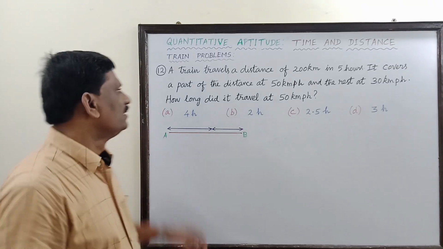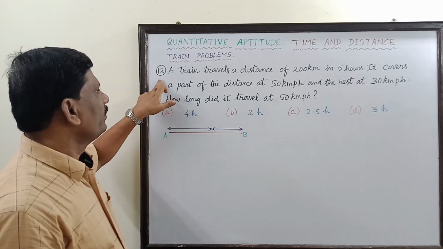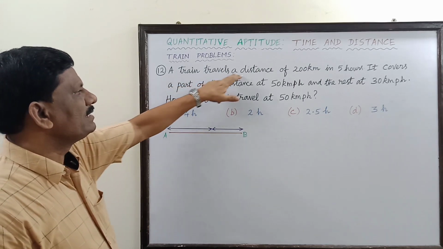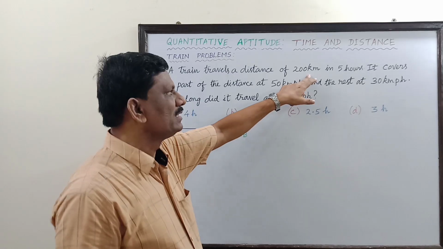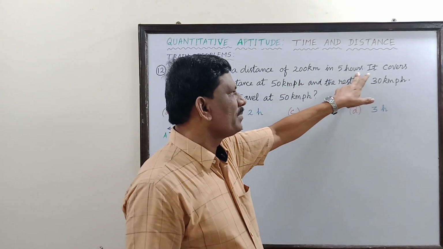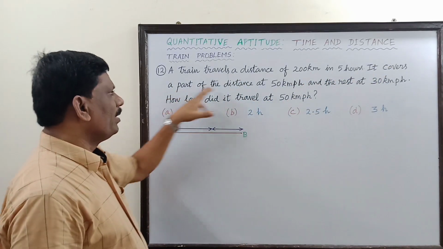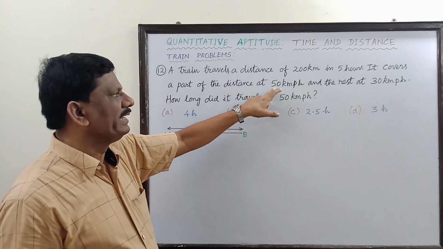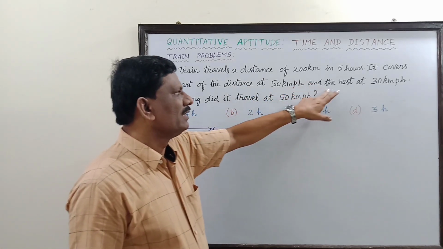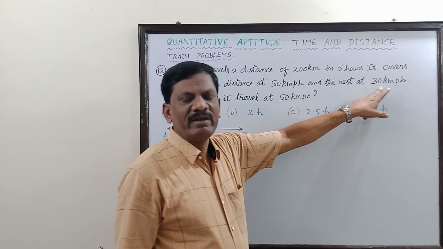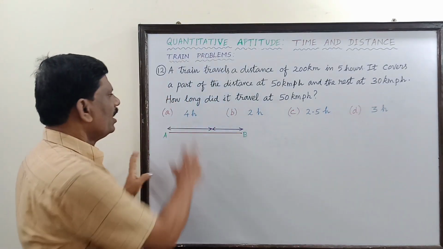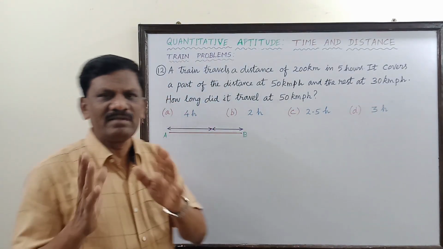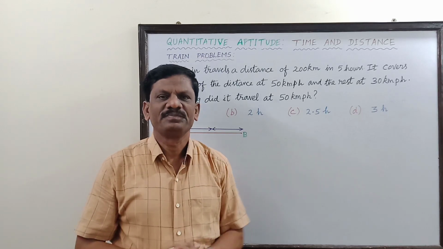Hi students, problem number 12. A train travels a distance of 200 km in 5 hours. It covers a part of the distance at 50 km per hour and the rest at 30 km per hour. How long did it travel at 50 km per hour?